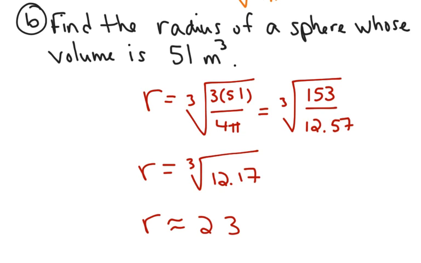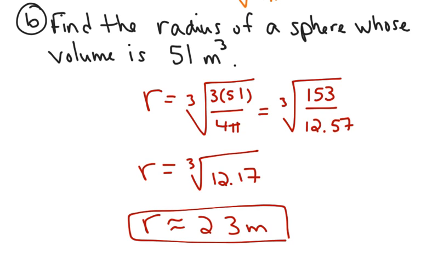And the units of the radius are meters. Radius is a length, so it's in linear units. Volume is always in cubic units, which is why the original volume was 51 meters cubed.